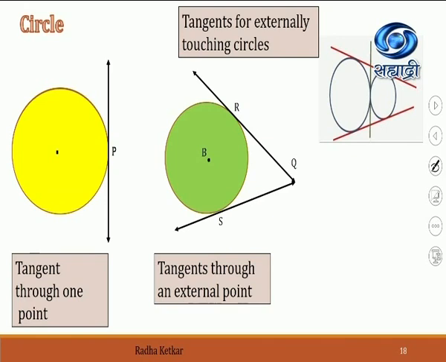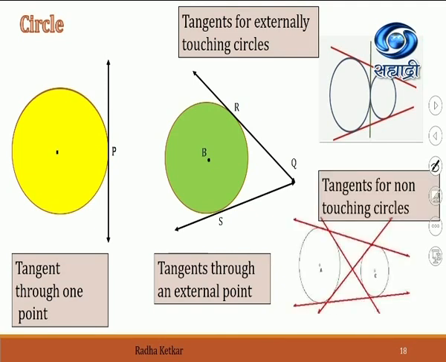Tangents for externally touching circles. We are going to discuss it in detail later on, but you can just observe the figure. We can draw three different tangents there. And tangents for non-touching circles. So how many common tangents can they have? 4 tangents can be drawn in such a manner.